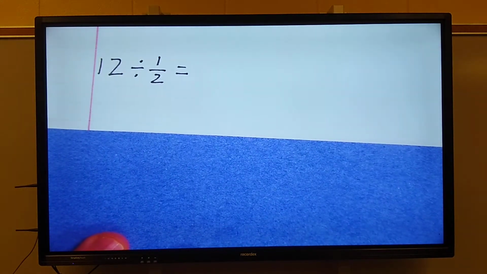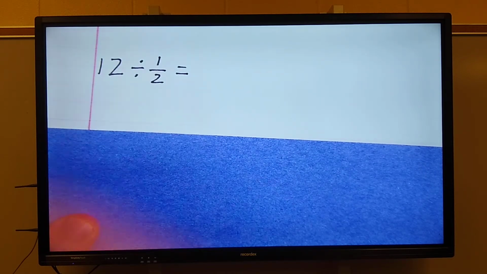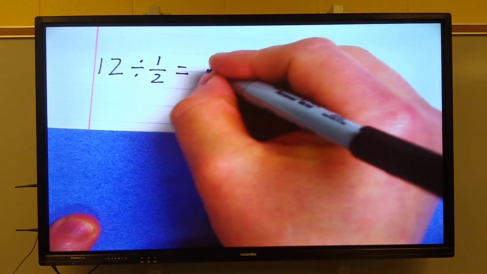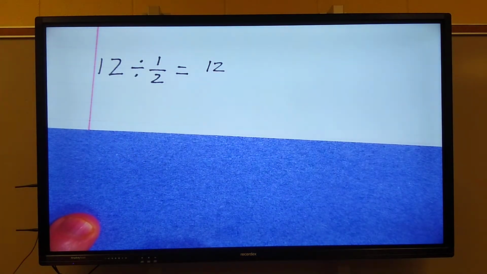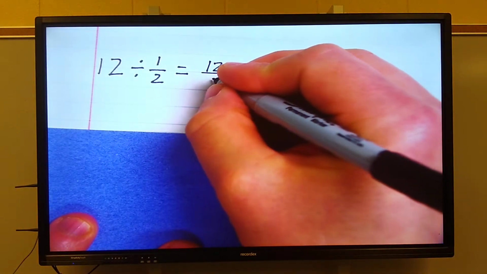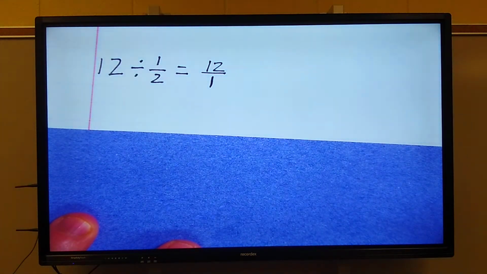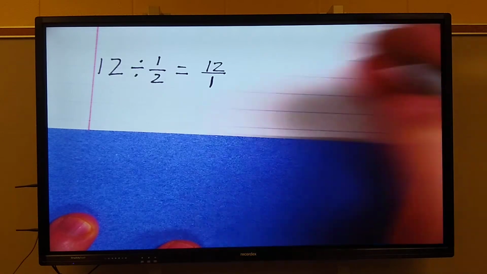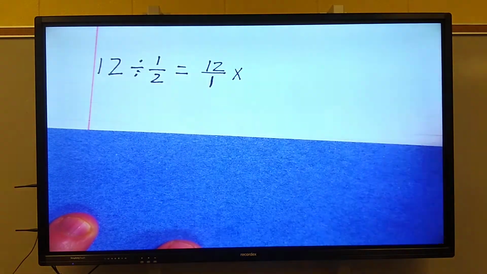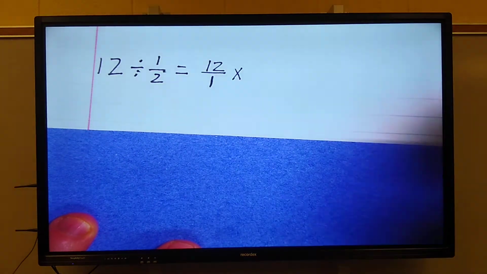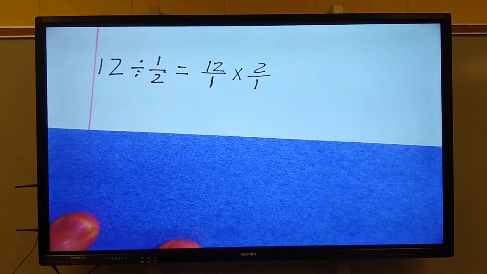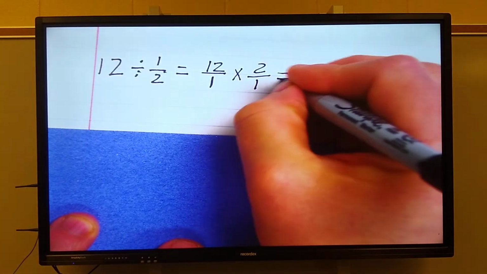This time we've got a whole number divided by a fraction. This time the whole number is my dividend. I still have to change it into a fraction by putting a 1 under it. But I leave it alone. The division becomes multiplication. My divisor becomes the reciprocal of whatever the fraction is. 1/2 becomes 2 over 1. And now I just multiply straight across.